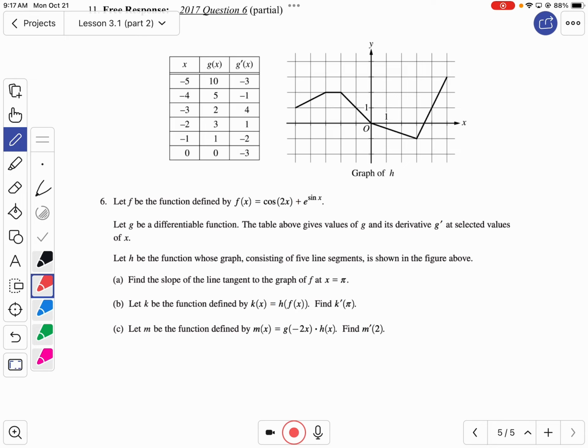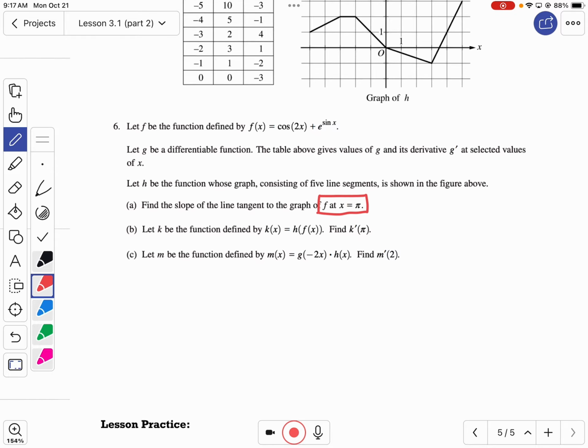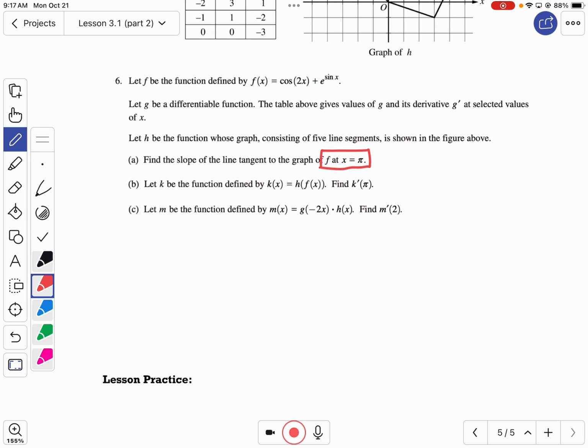So you're going to use all 3 representations in one problem: an algebraic, a tabular, and a graphical representation. Classic AP. So find the slope of the line tangent to the graph of f at x equals pi. So it's specific. We're only going to use one function, which is f. Go. All right, let's see if you can do that one.